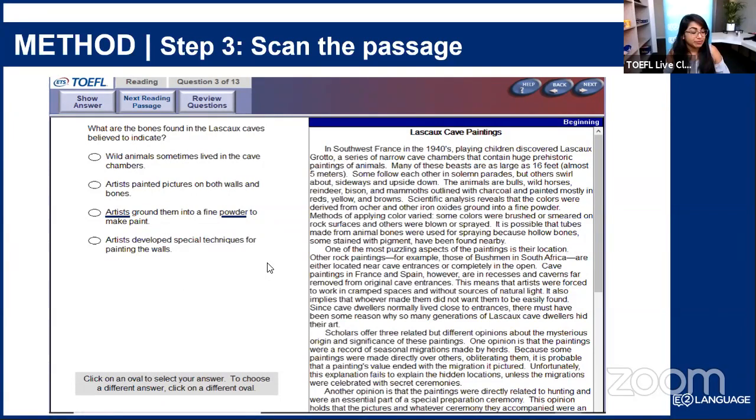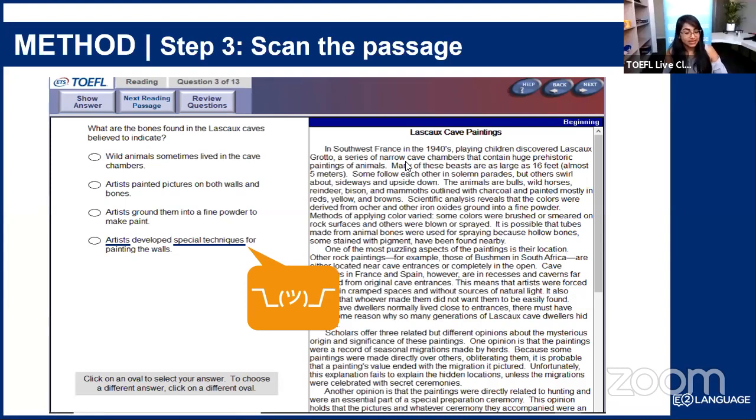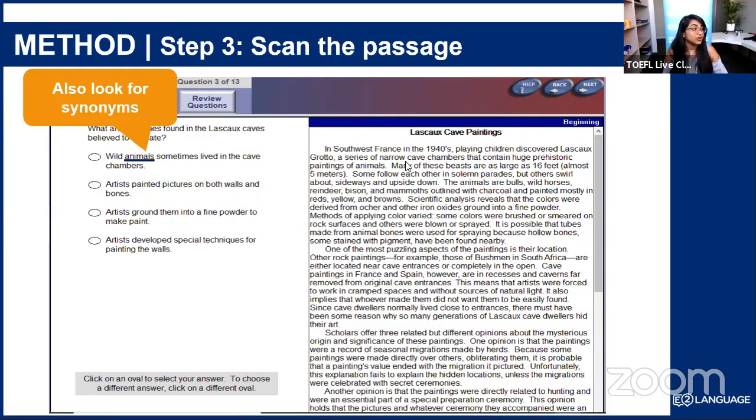And the other one is powder. There it is, fine powder. Again, we have artists, that's definitely a keyword, and special techniques. So special techniques is not really in there, but there's artists there. So remember to look for synonyms as well. When you're scanning, it's important to not just look for those exact words that are in the question and the answer options, but also to look at similar phrases or words that have the same meaning, like synonyms.